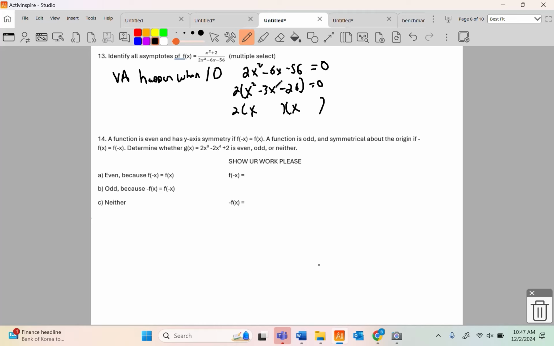28 is 7 times 4, I think. I want to be -3. I'm going to use zero product property. X is 7 or X is -4. And these are your vertical asymptotes, okay?